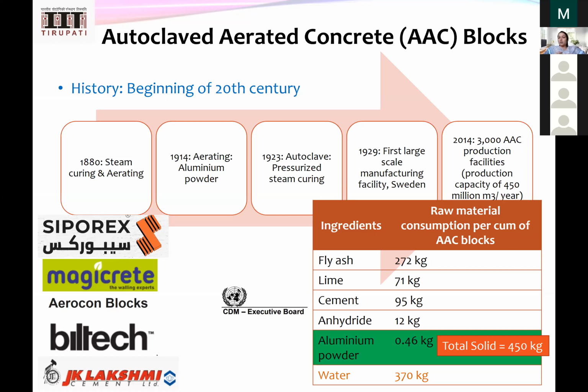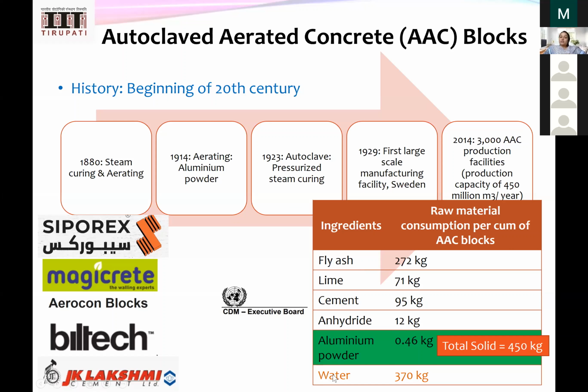Fly ash, lime, cement, anhydrite, aluminium powder, and water. Of course, fly ash, lime, cement, and anhydrite is a very common material mix used from a brick point of view. But aluminium powder is an extra component which we add here to create basically the pores in the system. So that is the forming agent, we can say.